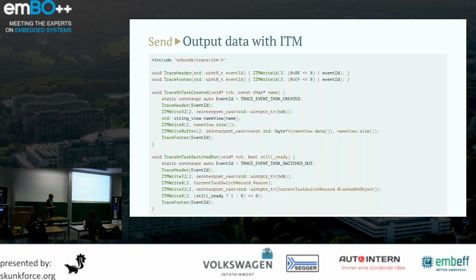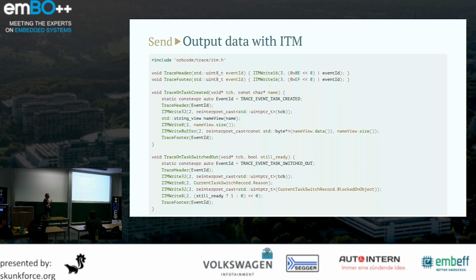And here we see the implementation for the task created event and task switched out. The format is pretty explicitly visible here. We start with a header with the event ID, then the address of the task, then we set the name of the task, and a footer for that packet.